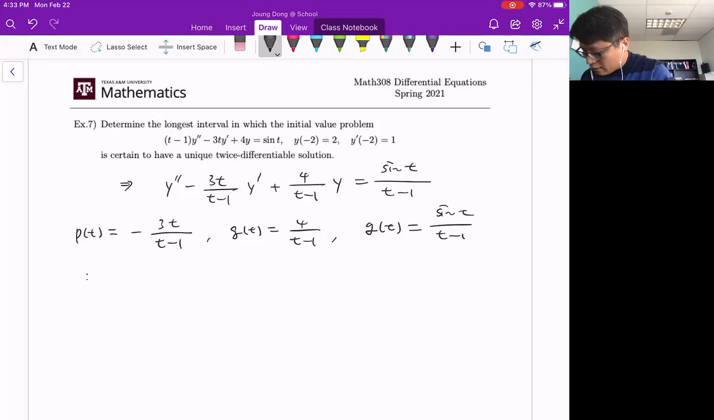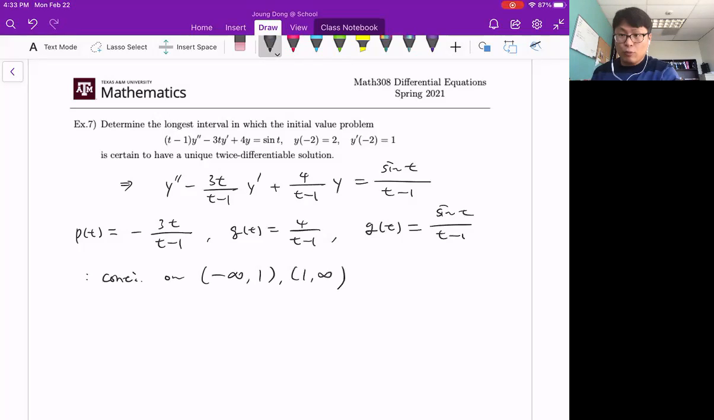So here we go. All these functions are continuous on minus infinity to 1 and 1 to infinity, which means your functions are not continuous at t equal to 1 only, right? And at this moment, to find the largest interval for the existence and uniqueness, you have to check the initial condition. Your initial condition is defined at -2, right?